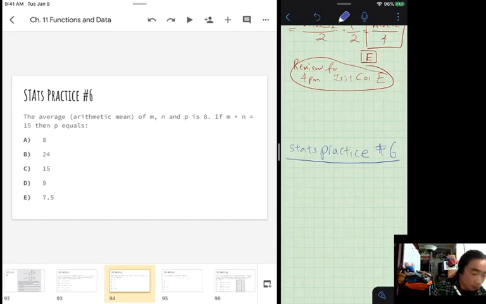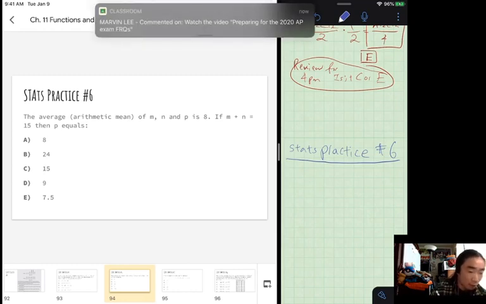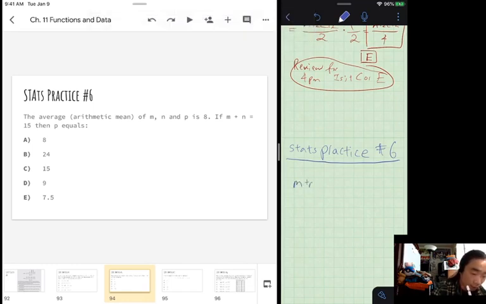So the average, meaning the arithmetic mean of m and n is p. So then m plus n plus p divided by 3, because there are 3 numbers, equals 8. If m plus n equals 15, then p has to equal what?